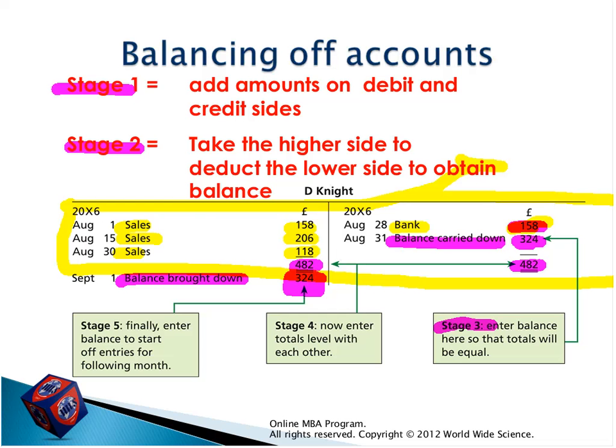Now what the business can do with the balance? He can bring down the balance for 324. This is the answer. This is a normal situation. It could happen at any company. It's common actually situations.